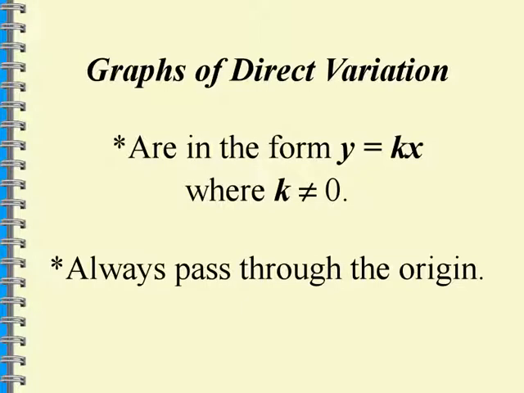So first of all, graphs of direct variation. Now you already have that first star written down, so that's nothing new. Graphs of direct variation are in the form y equals kx, k cannot equal 0. The kicker here, though, is they always pass through the origin. Okay, every graph of a direct variation problem will pass through the origin. That's one thing to file away.